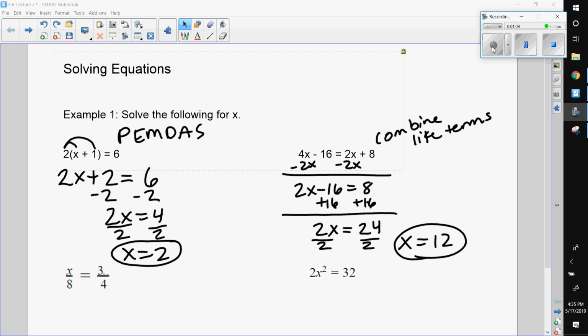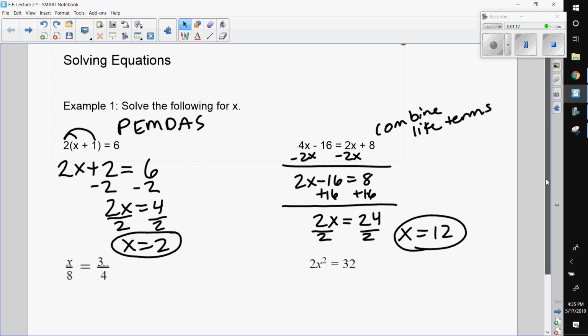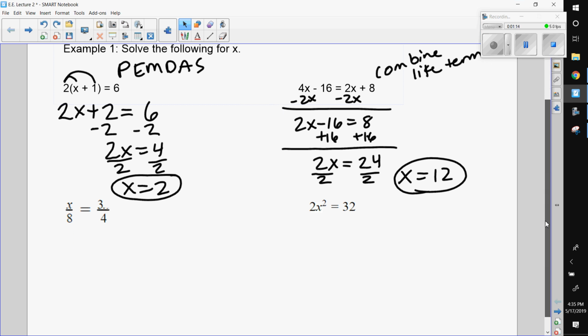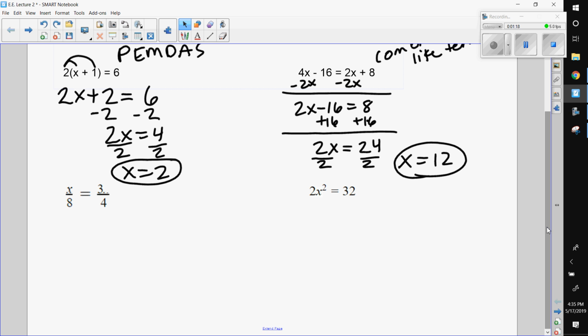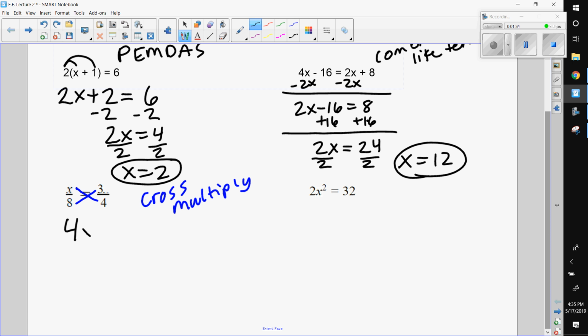Okay. Some of the tougher ones, a lot of times they'll put on there something like this, where you've got a proportion. I think we did talk about this earlier in the year. You've got this proportion here, and you're going to cross multiply, so these two and these two. So I'm going to have 4x equals 24, and now I have something that I know, and I get x equals 6.